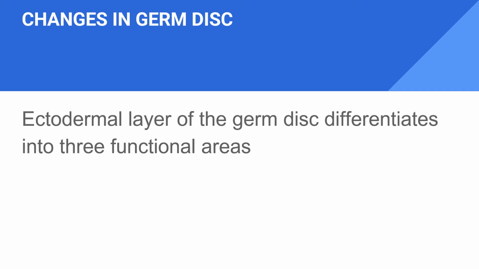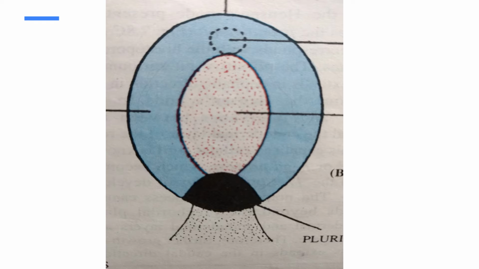So we are now going to see the formation of the primitive streak. The primitive streak is formed from the epiblast or the primary ectoderm. So the epiblast or primary ectoderm differentiates into three functional areas. This is as if we are seeing the germ disc from above, so we are seeing now only the epiblast. If you appreciate, near the caudal end, these are the pluripotent cells which are now going to form the primitive streak.